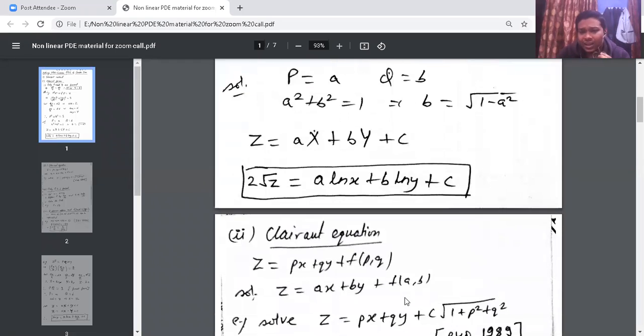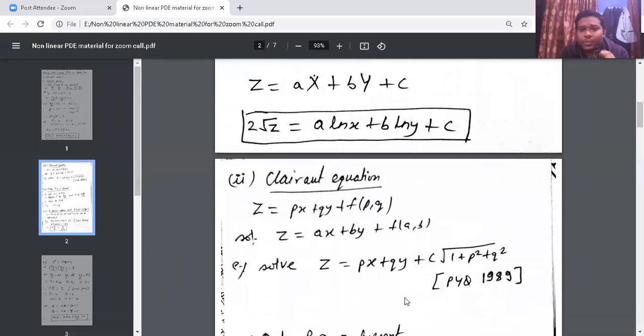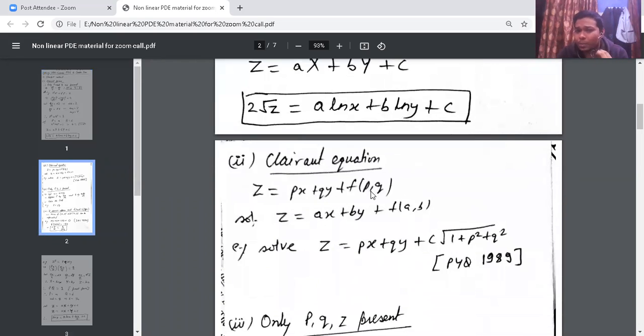The second form is Clairaut form. It is very simple, like in ODE. The Clairaut form is z equal to px plus qy plus some function of p and q. It should be purely a function of p and q. It should not be a function of some x, y, z along with p and q.